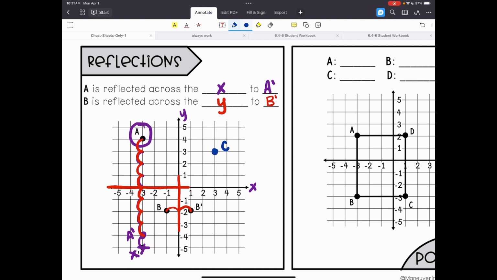at 3, 3, that means that I have to decide, am I going to reflect it across the x-axis or am I going to reflect it across the y-axis? Let's go ahead and use the x-axis. So I'm going to go down to the x-axis. It takes 1, 2, 3 units to that x-axis. And if I want to reflect it across the x, I have to do 1, 2, 3 units on the other side, and that's where my C prime would be.